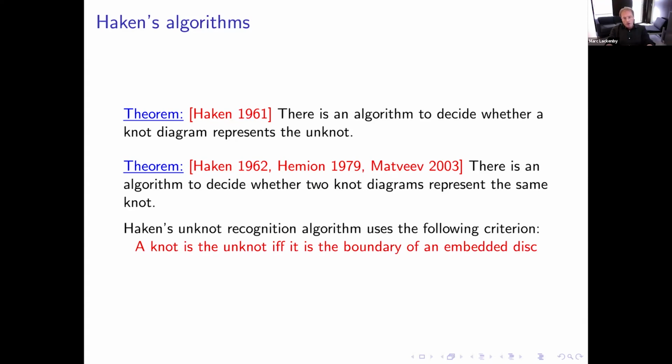A knot is the unknot if and only if it's the boundary of an embedded disk. The way to see that is that if I start with the round circle, that obviously bounds a disk in the plane. If I then deform that unknot in 3-space, I can take the disk with it, and it still stays the boundary of an embedded disk. Conversely, if a knot bounds an embedded disk, you can slide the knot over that disk until it's nearly a round circle, and therefore manifestly unknotted. Okay, so we're going to use this characterization of the unknot.